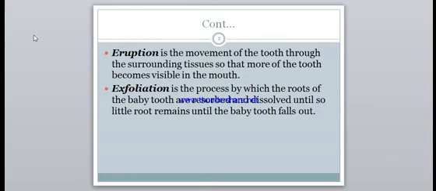The other term is eruption, which is the movement of a tooth through the surrounding tissues so that more of the tooth becomes visible in the mouth, whereas exfoliation is a process by which the roots of a baby tooth are resorbed and dissolved until little root remains, until the baby tooth falls out.